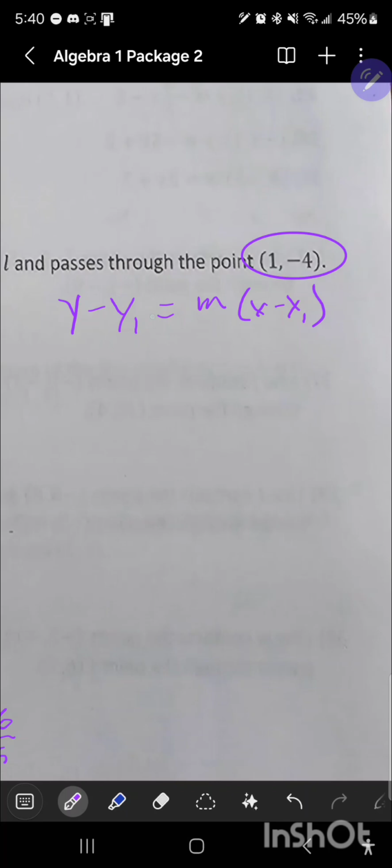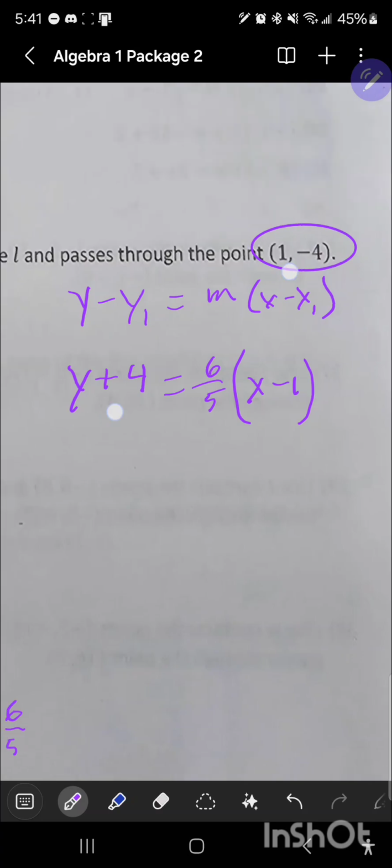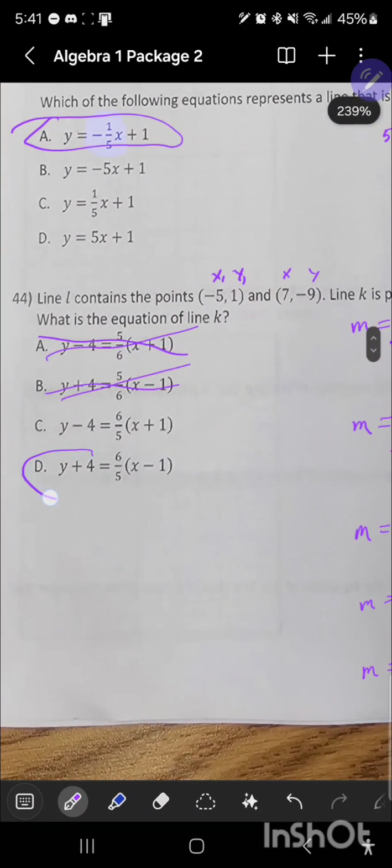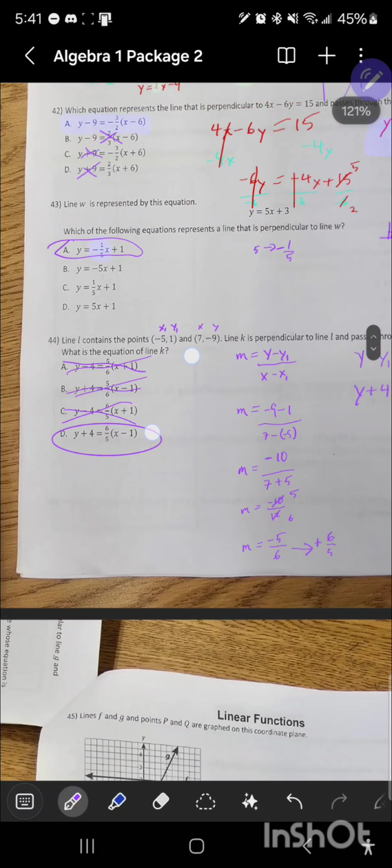Okay, we have our label with y minus, like y minus minus 4, minus minus positive. So y plus 4 equals 6 over 5, which was our slope, times x minus 1. And this is the value of our equation. And we can go here and I will say, okay, this is the equation I'm looking for. And this is not my answer.